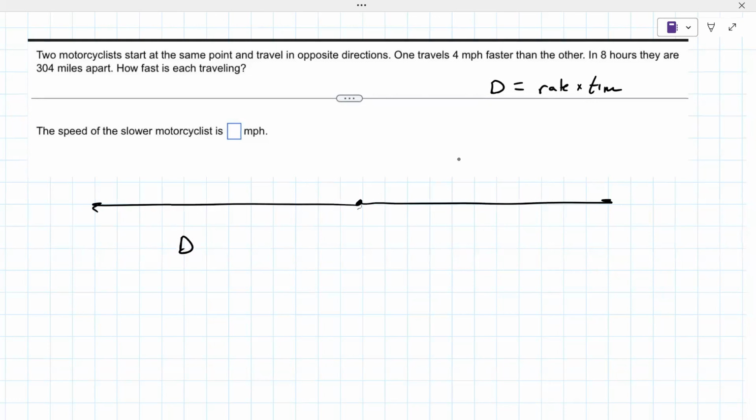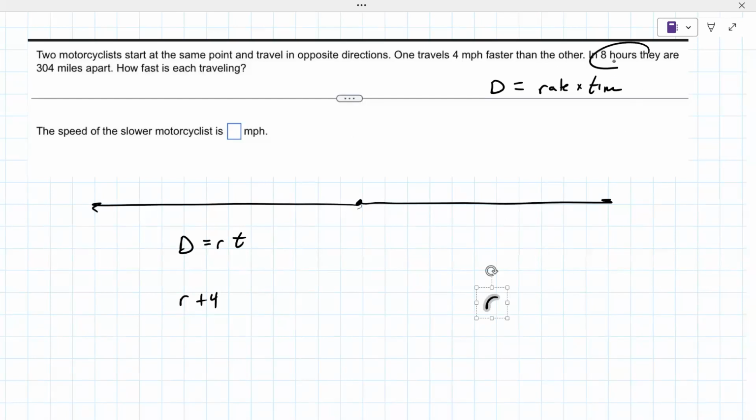So you have to do D equals RT for each of these. One travels 4 miles per hour faster than the other. So who's going faster, the one on the right or the one on the left? You pick. The left, I guess. So the left guy's going faster. We're going to call the person on the right's rate R. The one on the left is going to be R plus 4. We don't know what it is yet, but if they're going 50, they're going 54. Is that okay? Yeah.